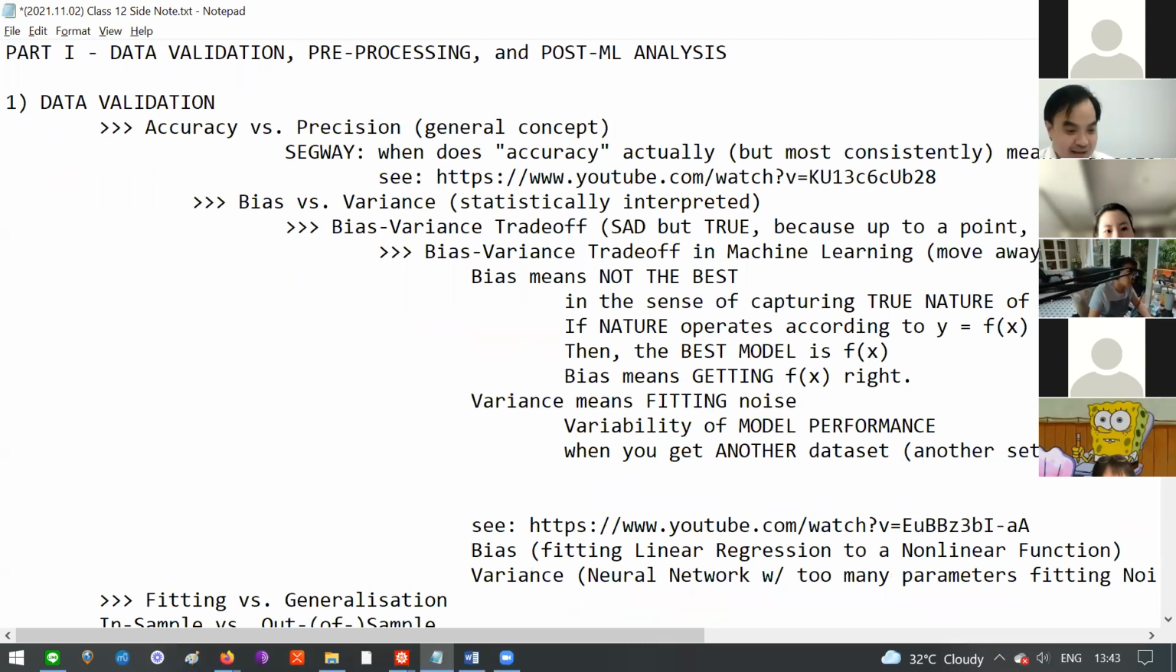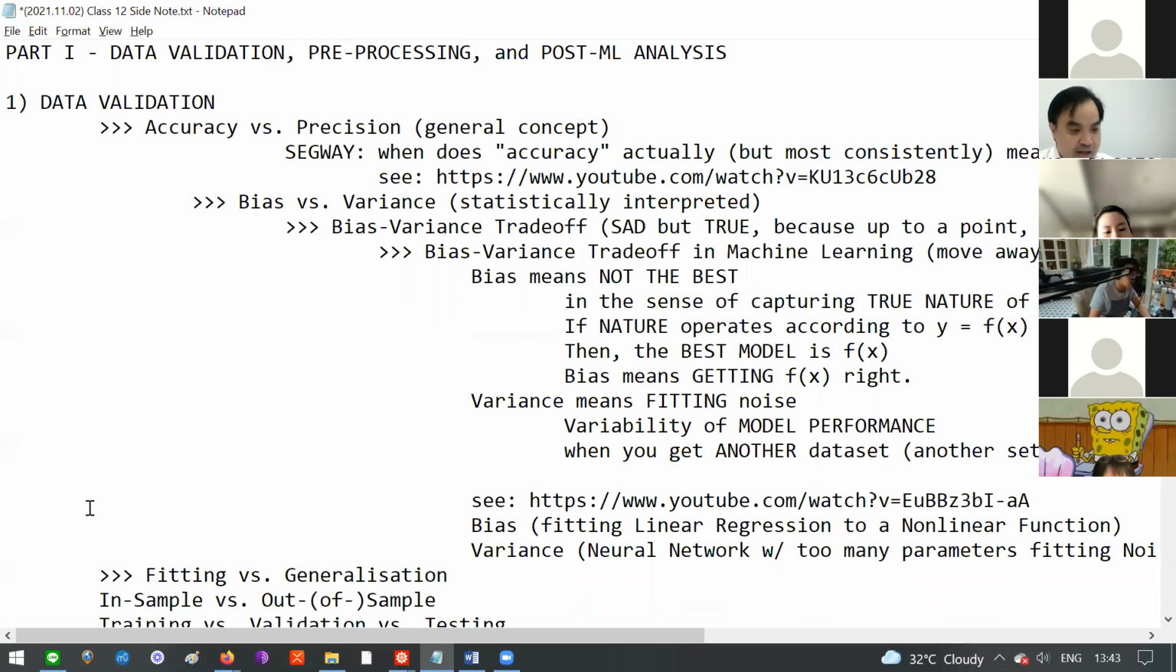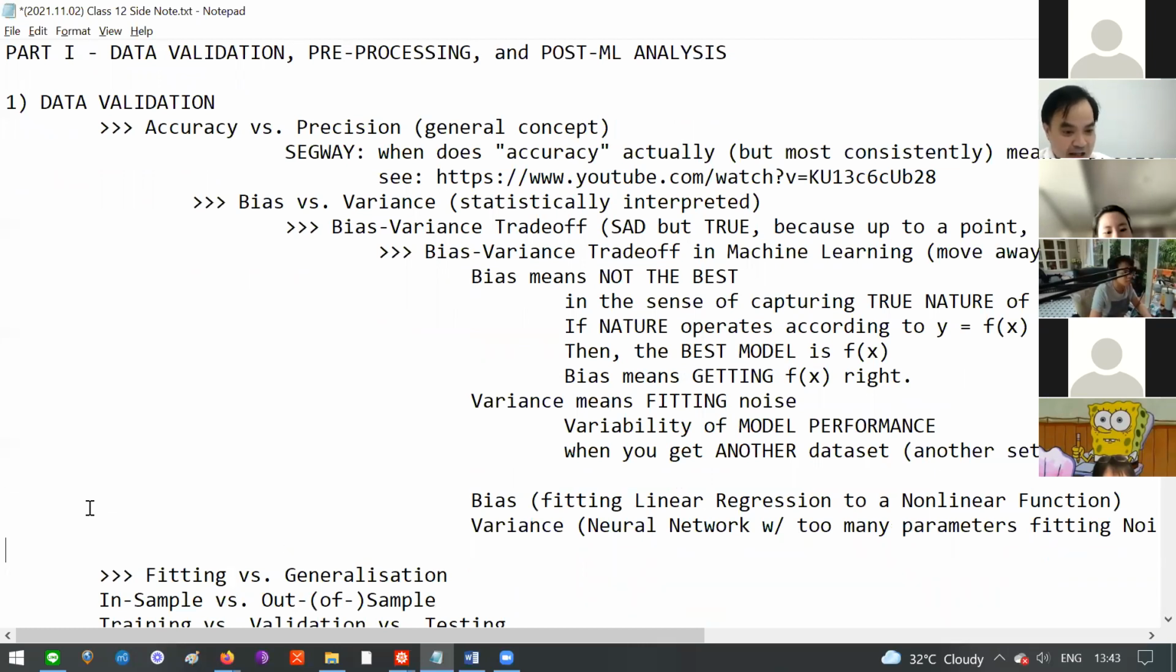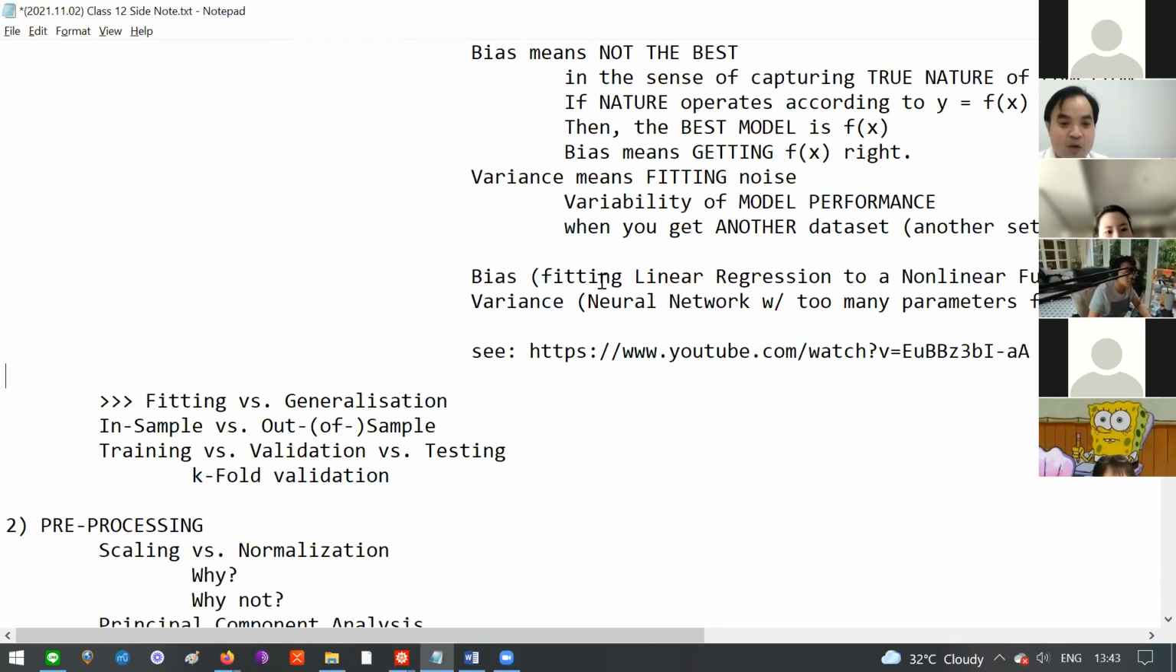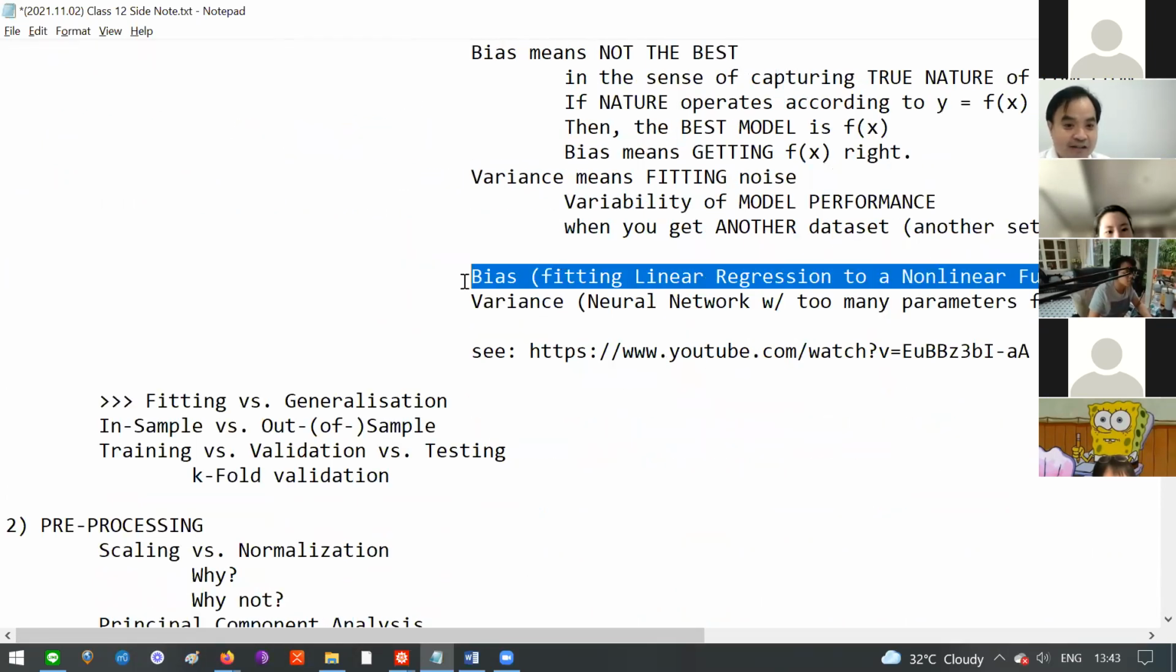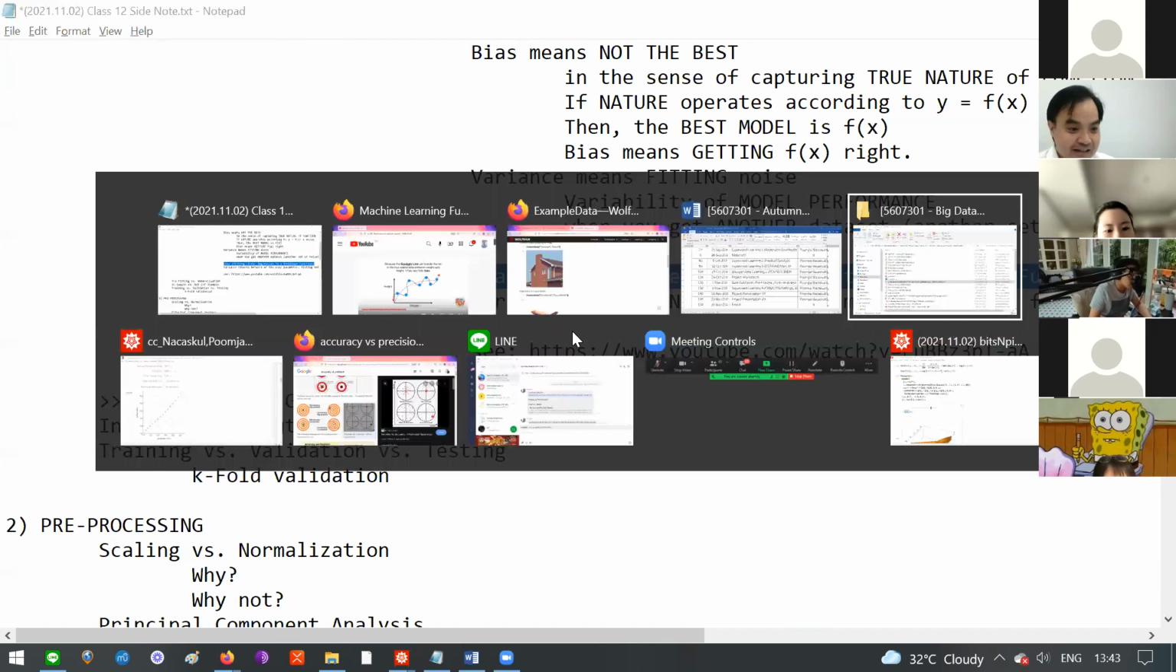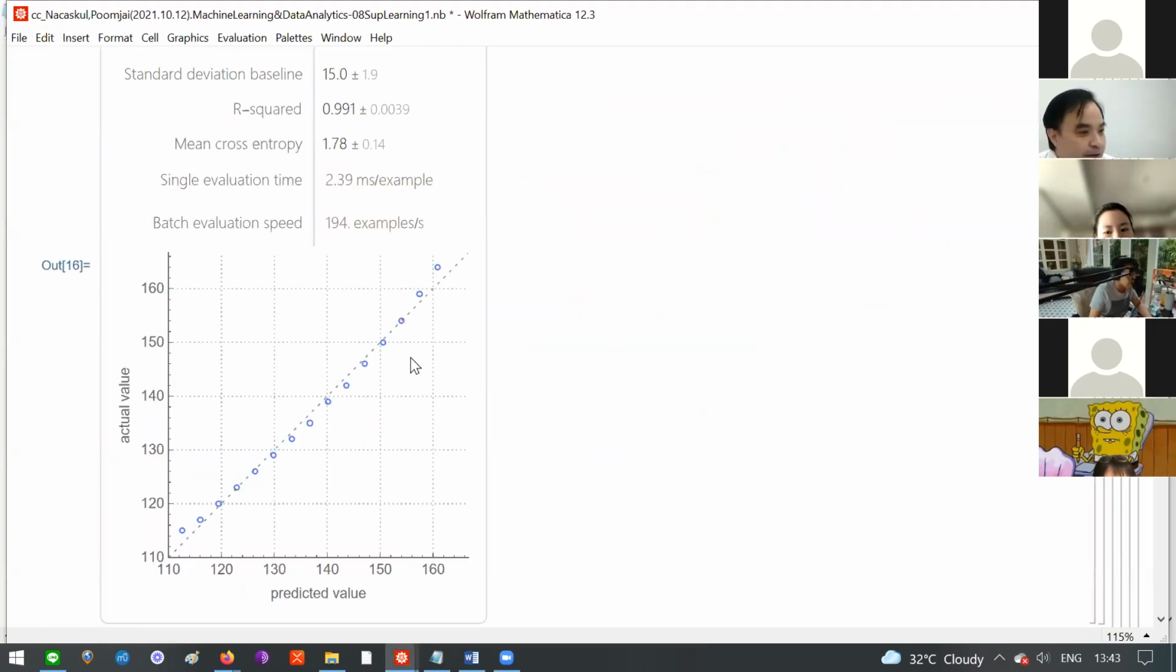So in other words, let me give you an example here. If you think about it, let's go back to our example. When we fit linear regression to a nonlinear function, that's the example we did here, this is a perfect example of bias in machine learning. Now, this doesn't have in sample, out sample yet. I'm going to go over that, but this is exactly the concept. The concept means you're not hitting the right function. You're not using the right linear kernel.